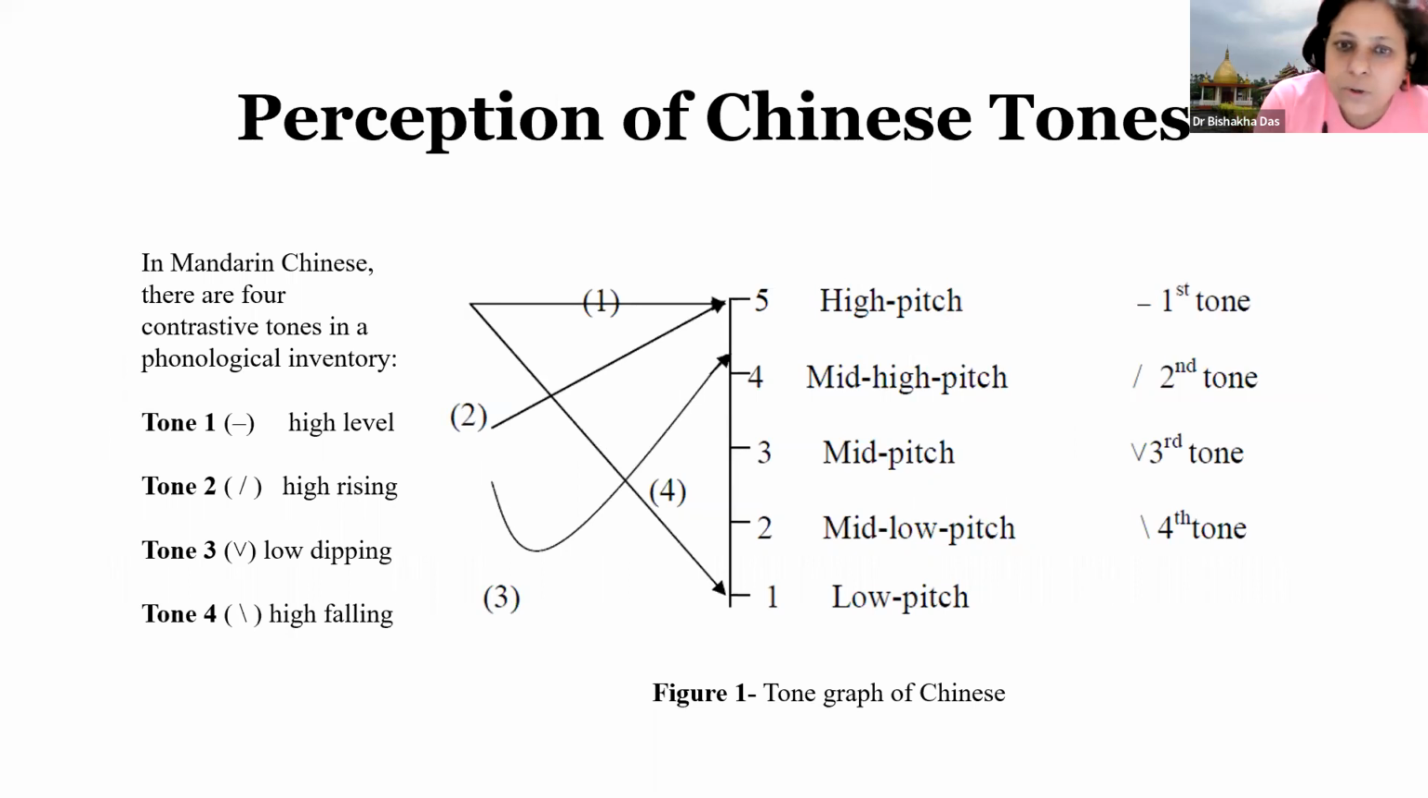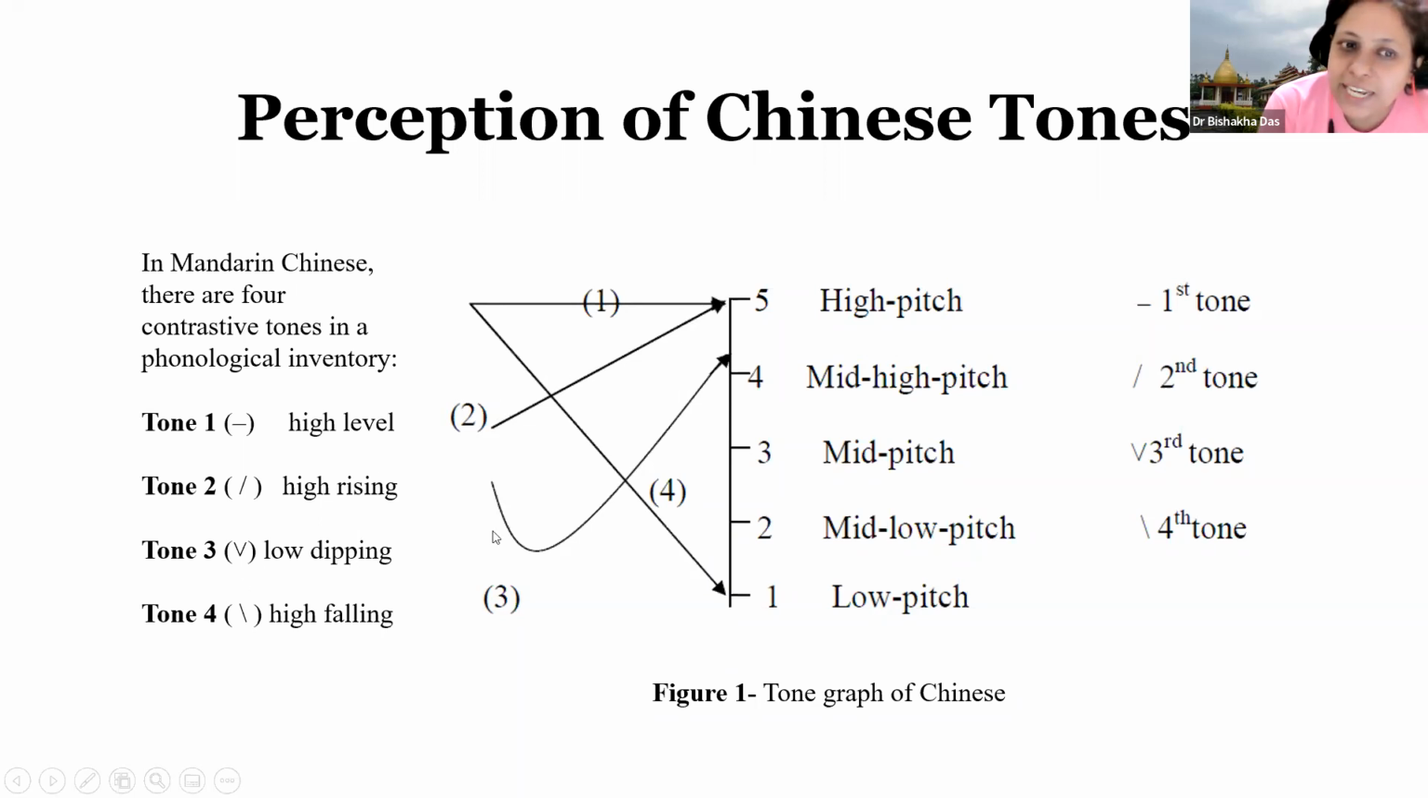Now you can see on the y-axis 1, 2, 3, 4, 5, and you can also see within the brackets 1, 2, 3, 4. These are the tones. In Mandarin Chinese, there are 4 contrastive tones. Tone 1 is high level tone, ma. And then tone 2 is high rising from here, ma. That makes things clearer actually.